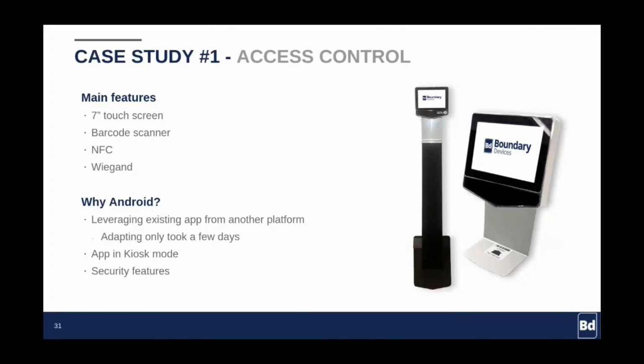Case study number 1 is our access control device. At Boundary Devices, we have an access control device which is used in many stadiums in the US to control access to some VIP rooms and stuff like that. The features of that is that it's a 7-inch display, barcode scanner, NFC for the tickets, and Wiegand protocol to control the locks of the door.